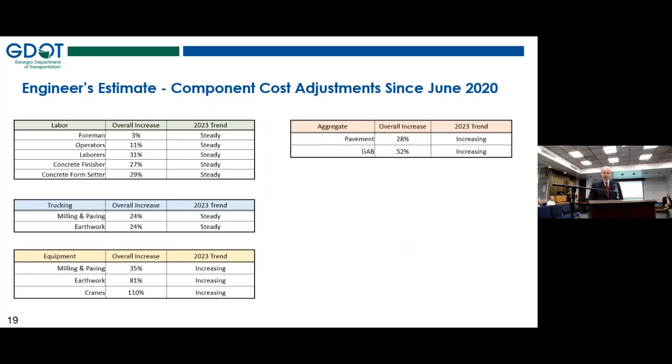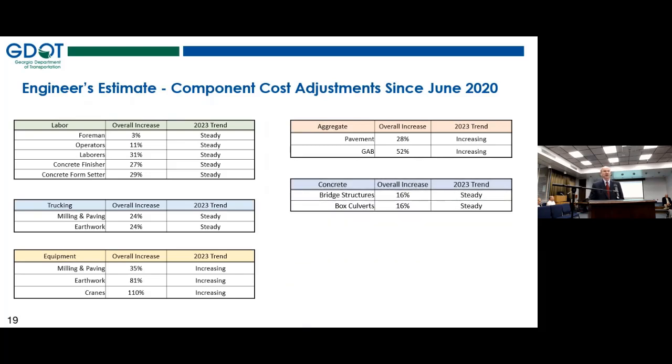This table presents some material costs, where this is aggregate. So this is how we've increased the cost of the aggregate at the quarry. We would not include shipping, placing, compacting, finishing. So aggregate used in pavement, we've increased that by 28%. And aggregate for graded aggregate base, we've increased that cost in our workups by 52%.